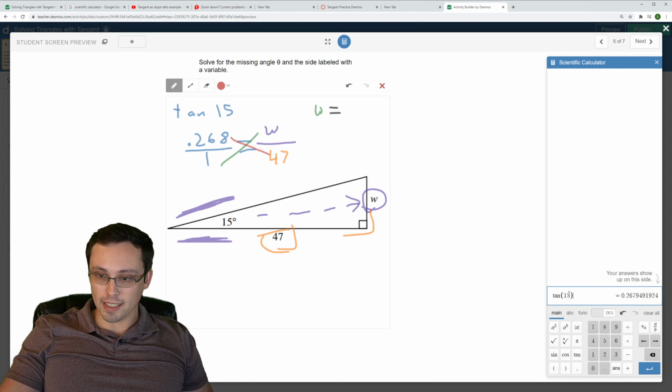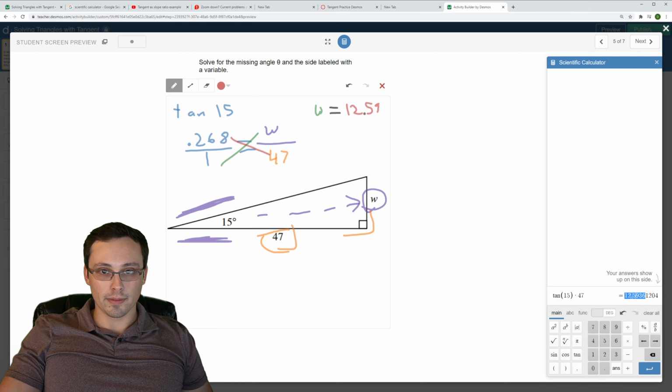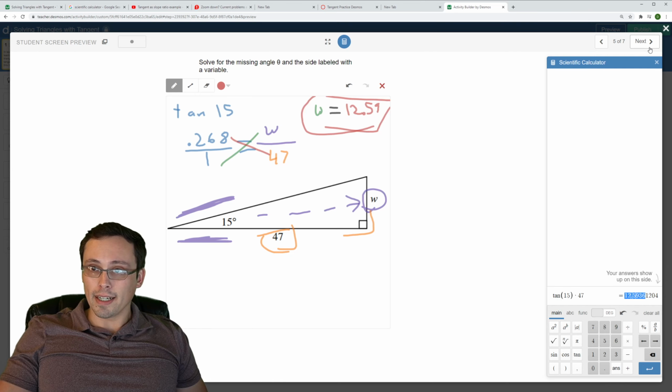Now, I'm actually going to use all of this to get a slightly more accurate answer than just typing in 0.268. I'm going to do tangent 15, and I'm going to do times 47. So that gets me about 12.59, blah, blah, blah. So I'm just going to call it 12.59. But again, that is a bit of a rounded answer. All right, guys, almost done.